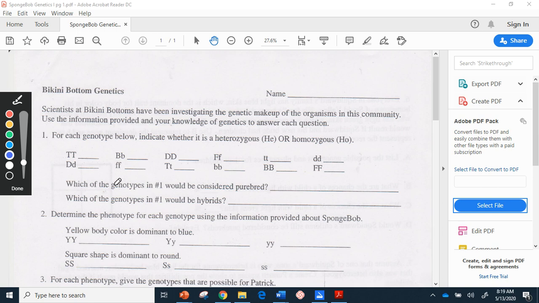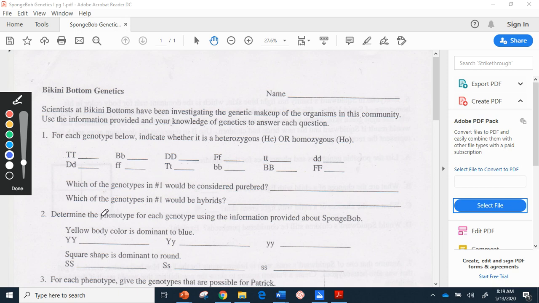So which of the genotypes would be considered purebred? We know that purebred is a synonym for homozygous. Hybrid is the same as heterozygous. So we would have capital T, that's a purebred. And the other one we did here, capital B, lowercase b, that would be a hybrid. So we're going to do the same thing for all 12 of those.